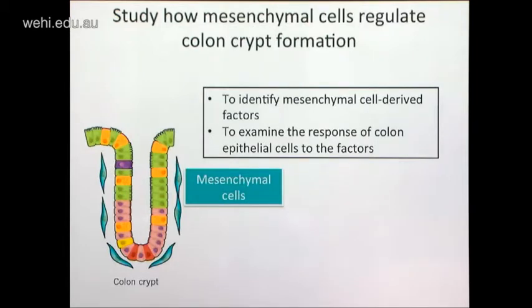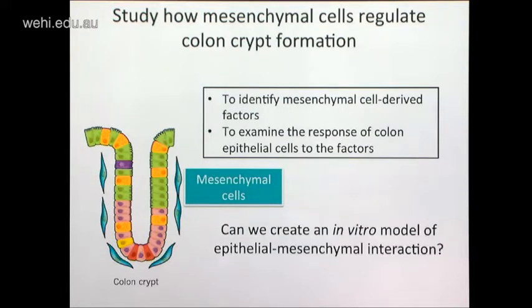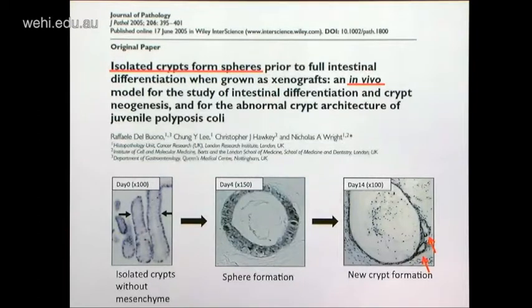Once again, my project is to study how mesenchymal factors regulate the colon crypt formation. So the first question is whether we can create an in vitro model of epithelial and mesenchymal interaction. In this paper published in 2005, they show that when they isolate crypts from colon without mesenchyme, and then put it back into the mouse as xenograft, spheres will form after 4 days.